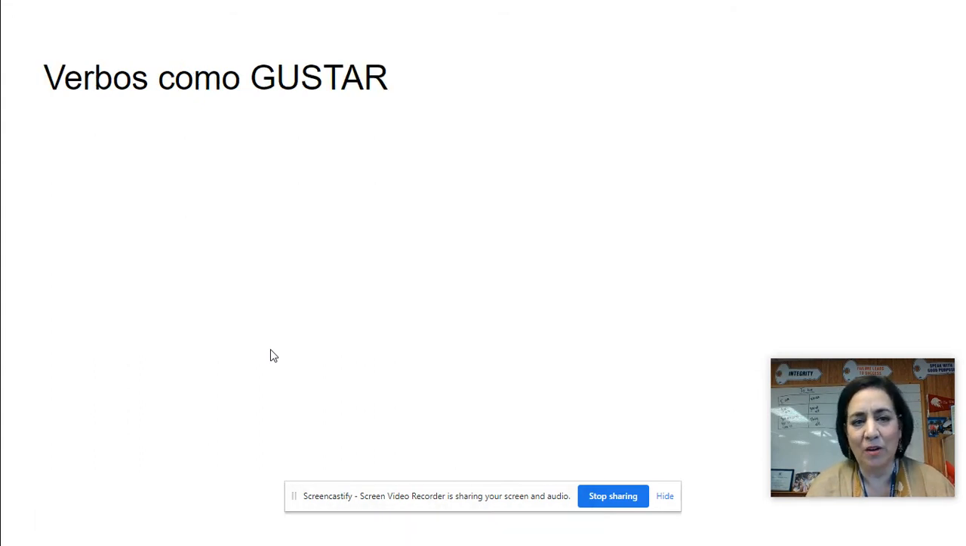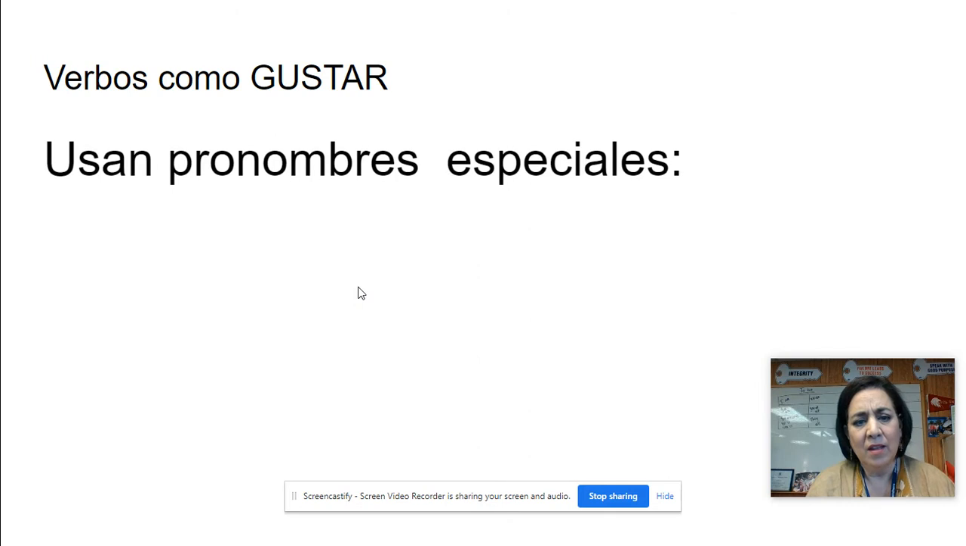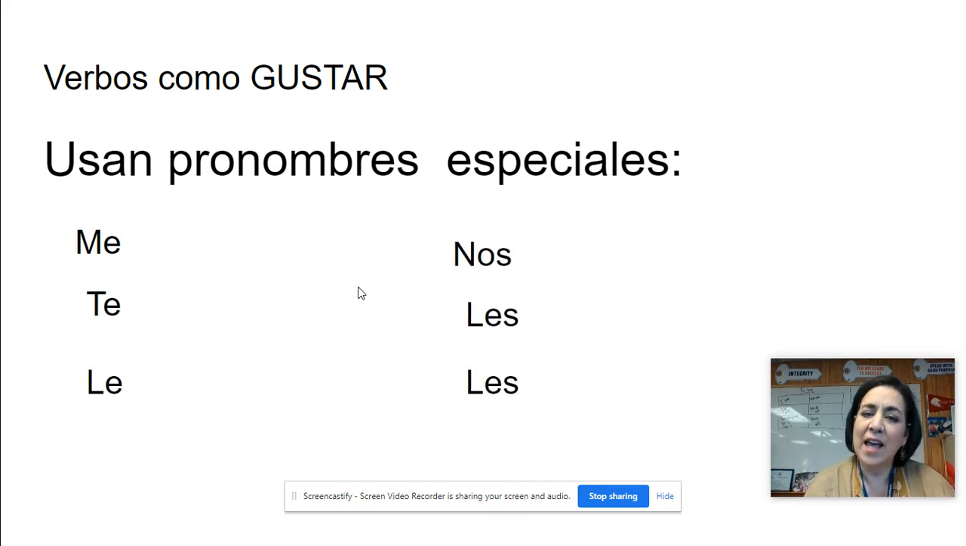Now let's talk about also some other verbs that are called verbs like gustar. Verbs like gustar have a funny thing. They use a different pronoun. They don't use yo, tú, usted. They use different pronouns. So we have the pronoun me for I like, te for you like, le for he likes or she likes, nos for we like, les and les for you all like and they like.